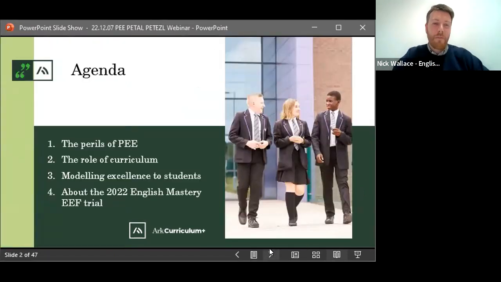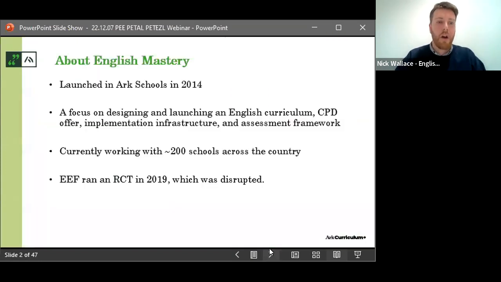The agenda for the day: what we'll be looking at is the perils of PEE and those frameworks, the danger that they can lead to, and the results that lead to in students' writing. We'll look at the role of curriculum in developing students' analytical writing ability. We'll think about how we can use models to develop students' understanding of what excellence can look like, to develop their mental schemata. And then I'll be taking some time at the end of the session today to talk to you about education research projects that we're currently recruiting for with the Education Endowment Foundation. And there'll hopefully be time for questions and answers as we go along as well.